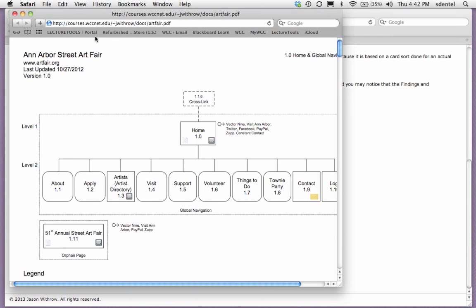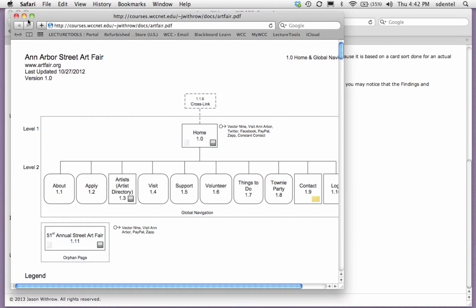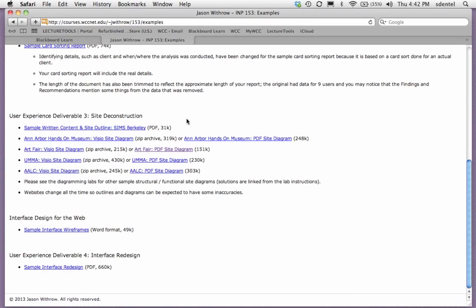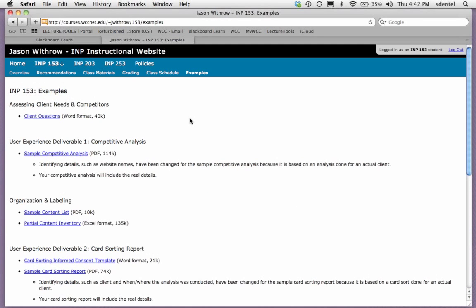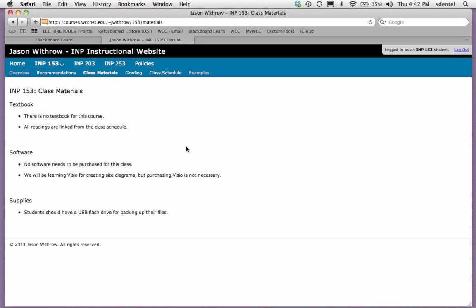And in this course, it really is about learning concepts more than it is tools. With everything in this class, I tell the students they can use whatever program they want to use. I say, you don't have to buy anything. We will be learning a tool for creating diagrams like what you just saw, but you don't have to buy it. There's a trial version, or just use something else.